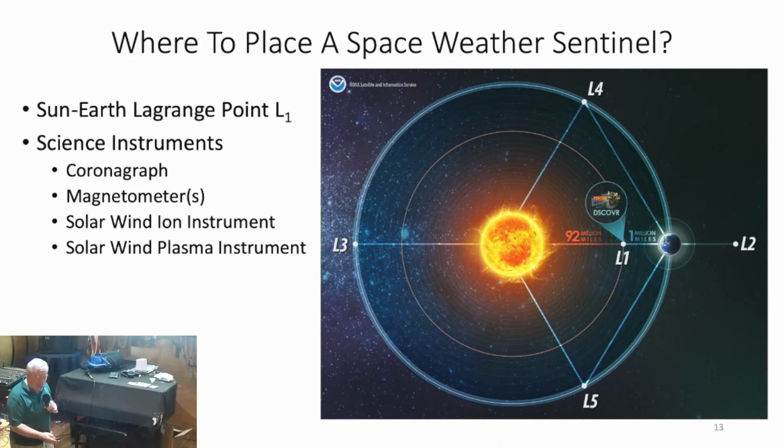But that only happens if we have the right set of instruments on the Sentinel. So we want a coronagraph to take a visible image of what's coming, and we want magnetometers, a solar wind ion instrument, a solar wind plasma instrument to measure the intensity of this mass of plasma that's coming from the sun and about to hit the Earth. I already showed you what a coronagraph image looks like.